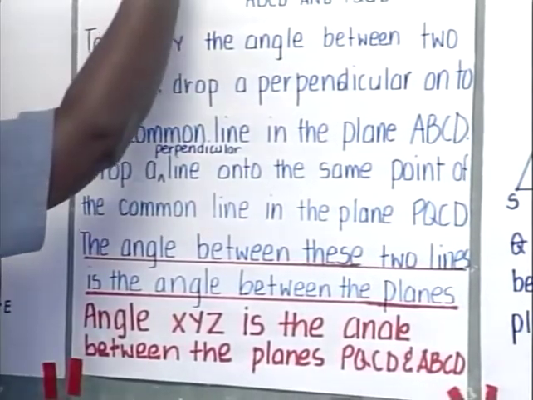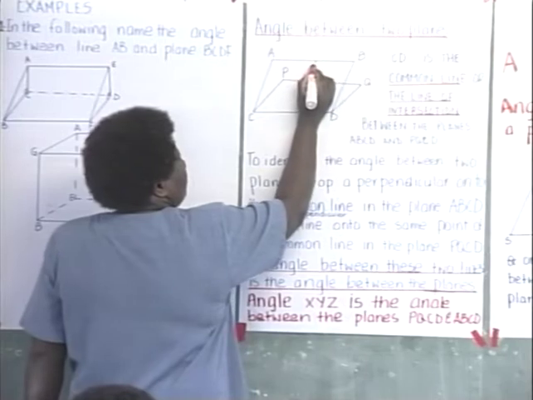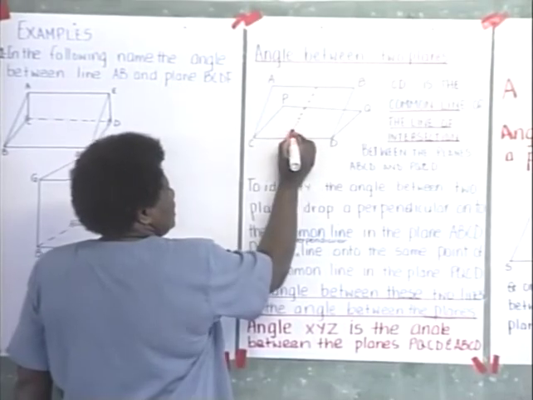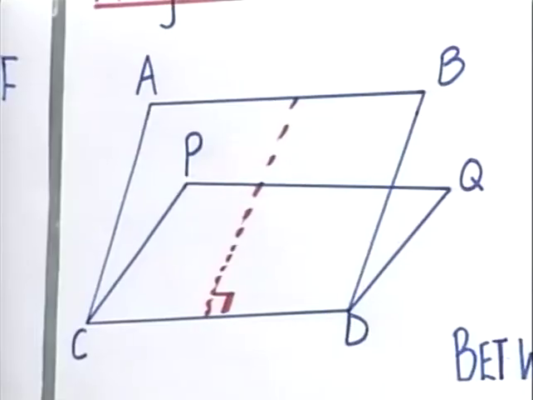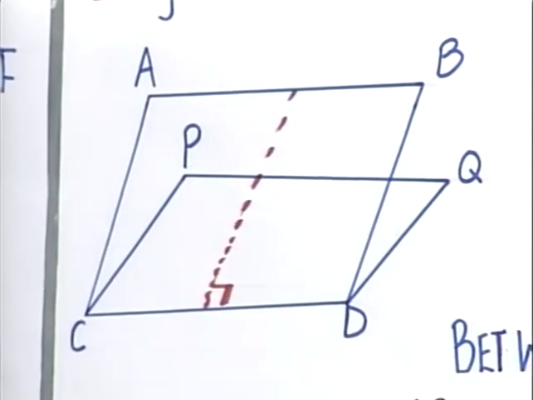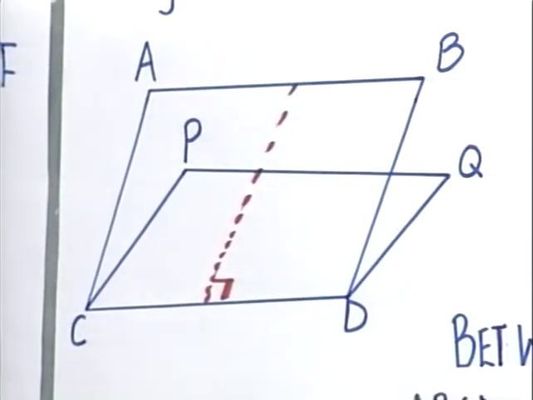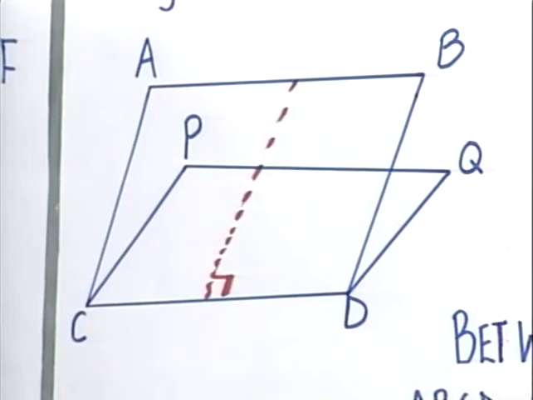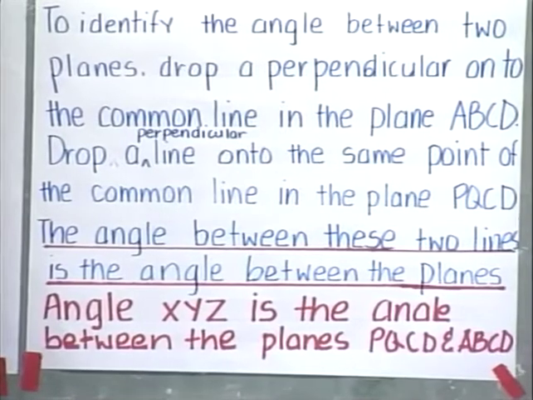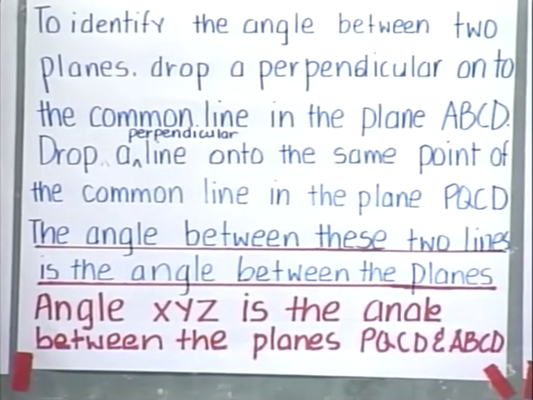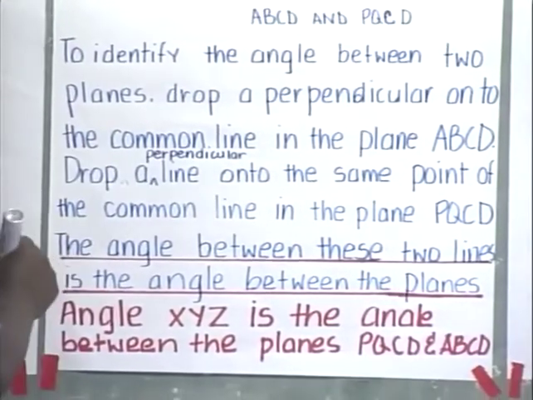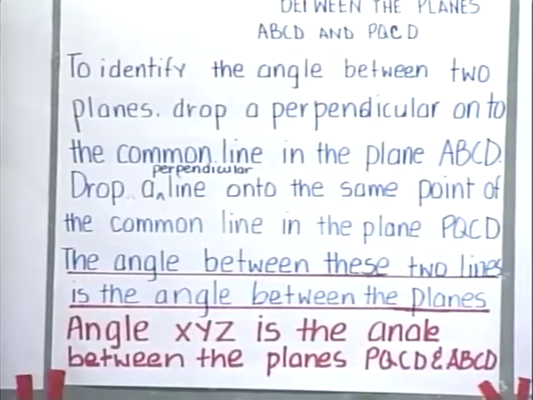So what I do is I draw a line in the plane ABCD, which is perpendicular to CD, which is the common line. Then next thing it says, drop a perpendicular line onto the same point of the common line in the plane PQCD. Okay, I now have to draw a line, this time on PQCD, but it is also perpendicular to CD. And it must meet the line that you have drawn at a point.